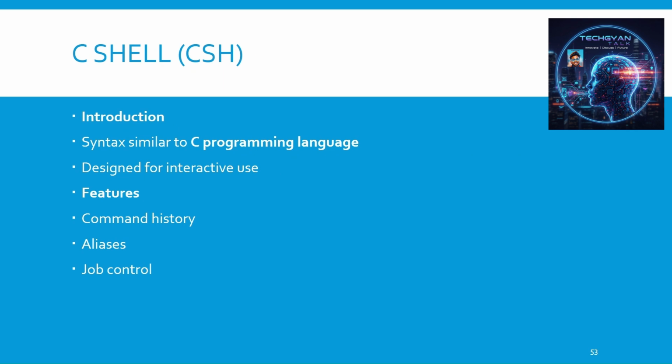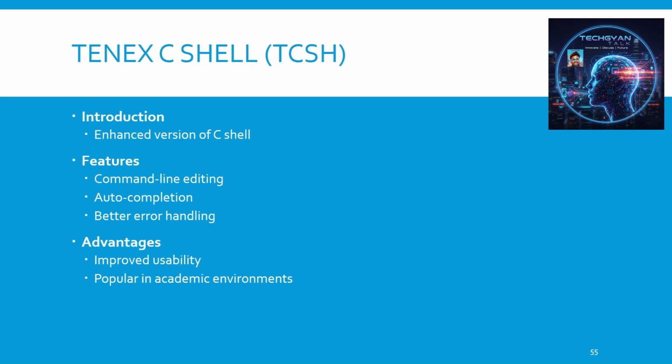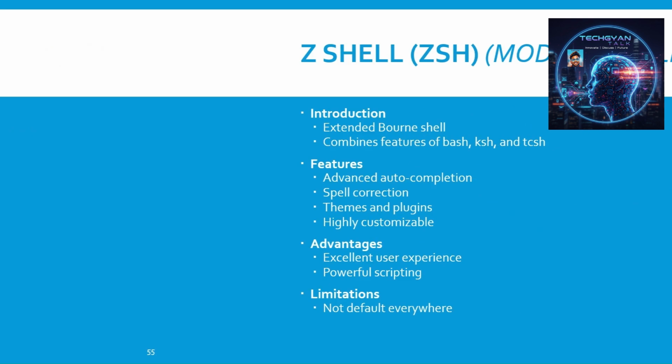C shell, CSH. Introduction: syntax similar to the C programming language, designed for interactive use. Features: command history, alias, job control. Advantages: user-friendly syntax, good for interactive commands. Limitations: poor scripting support, not recommended for system scripts. TC shell, TCSH. Introduction: enhanced version of C shell. Features: command line editing, auto completion, better error handling. Advantages: improved usability, popular in academic environments.